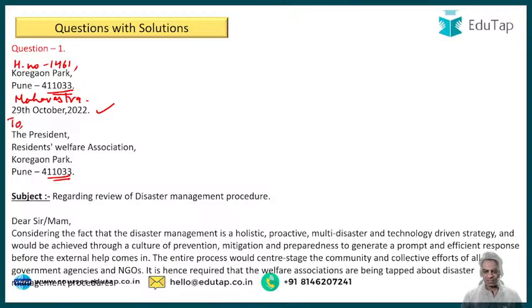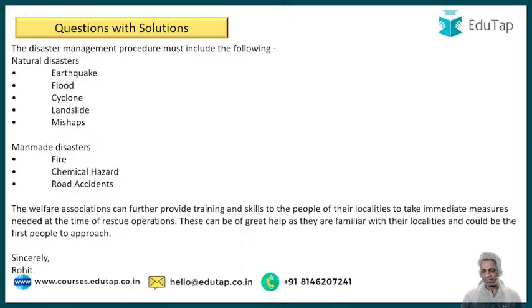So that is the information that he has given, that this disaster management procedure is very important to put in place and we need to review it time to time. Now then further what he has said, the disaster management procedure must include the following: natural disasters like earthquake, flood, cyclone, landslide or mishaps, and man-made disasters like fire, chemical hazard or road accident. So all these disasters should be considered, and that's how the disaster management procedure should be created. That is what he is saying.